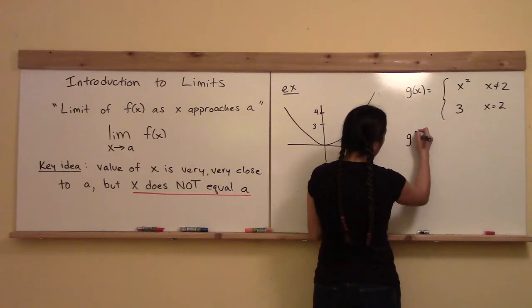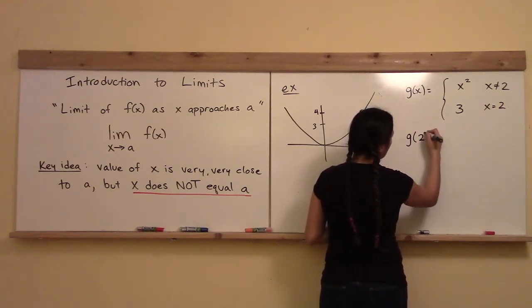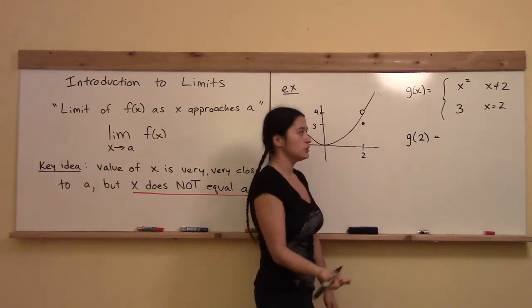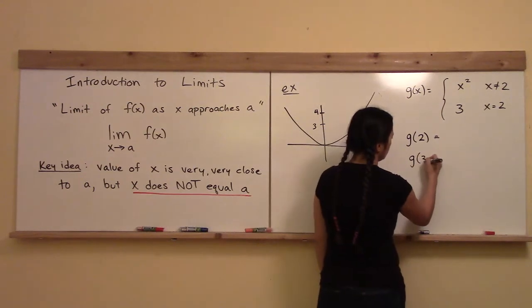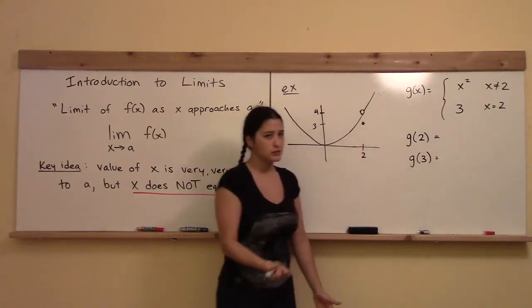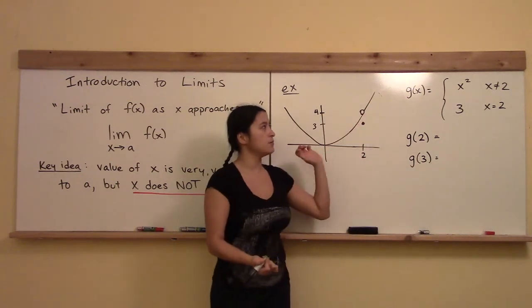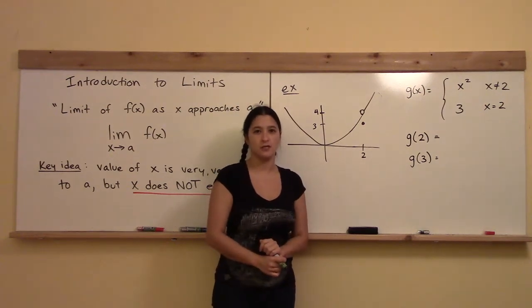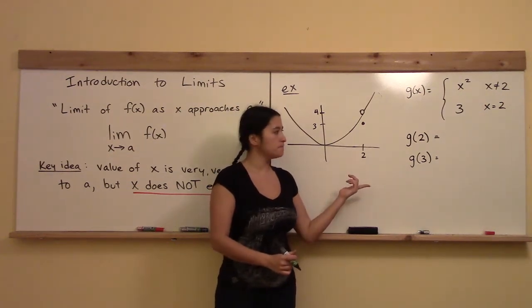But before we do that, just a quick check of your pre-calculus knowledge. What is g of 2? What is g of 3? I just want to make sure you understand how to get the output values in a piecewise defined function. Okay, so try those out.